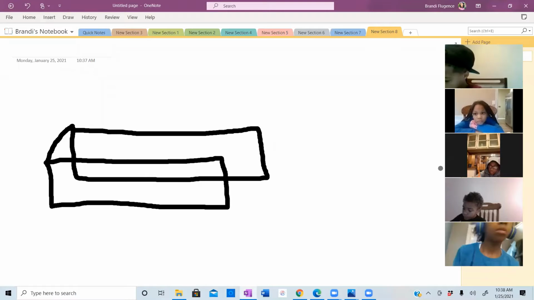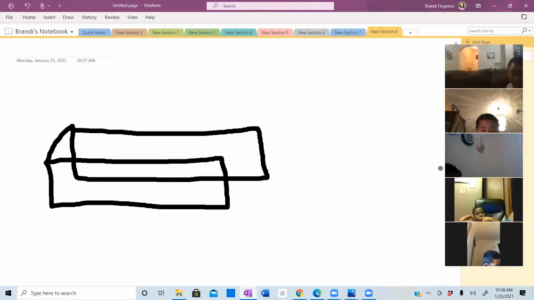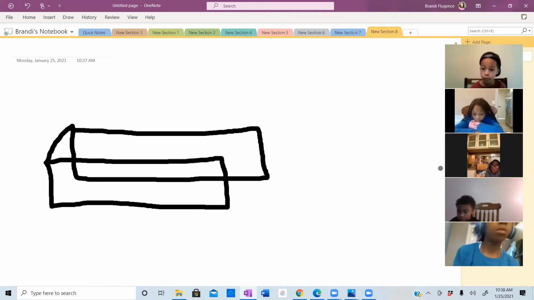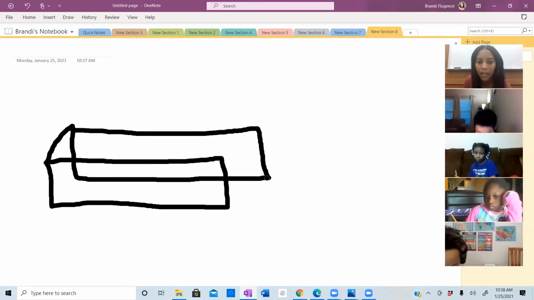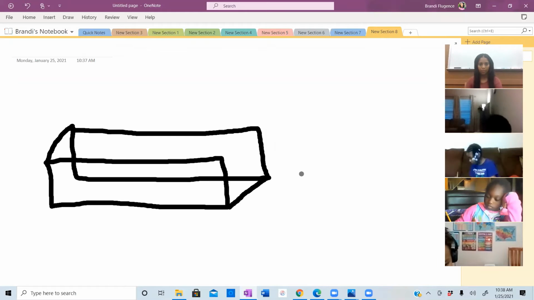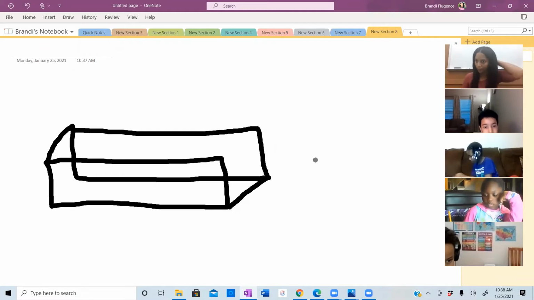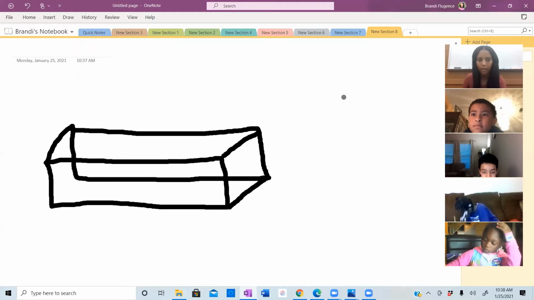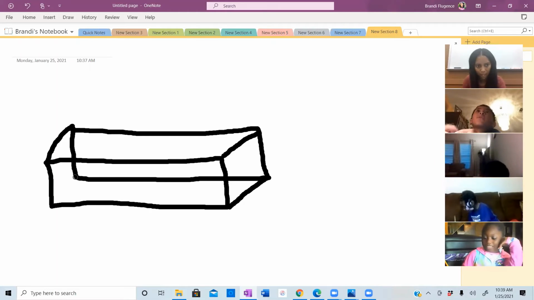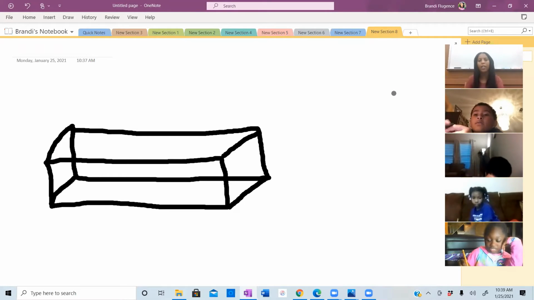Some of you aren't drawing these shapes. So that means whenever you take that test, you better have every single one of them correct for those who are not drawing the shapes. All right, so now I'll go to the bottom here. I'll connect the bottom. All right, I'm gonna connect the top here. And I'll connect the bottom down here. So that's your rectangular prism.